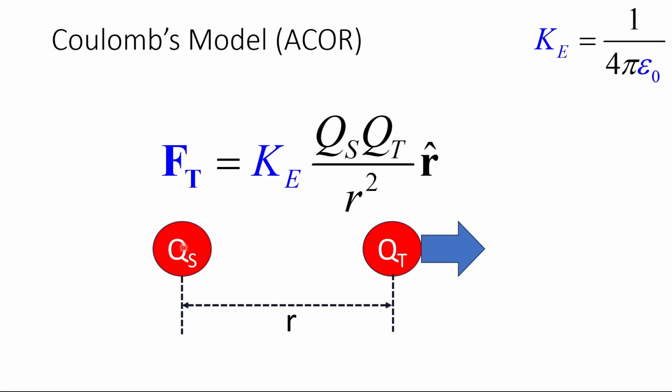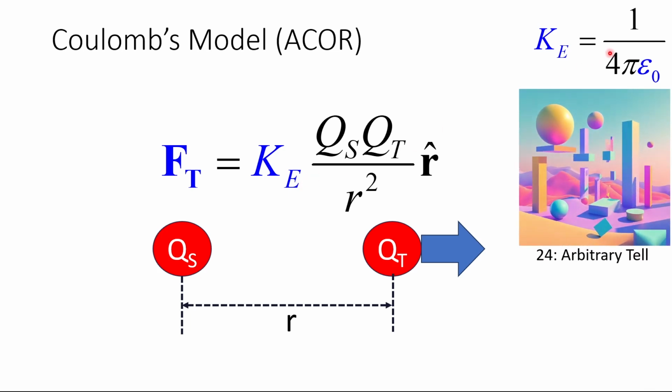It doesn't explain how the source charge couples to the medium of space, how that distortion is propagated through the medium of space, and how that distortion couples to the target charge. All of that information is obscured by the arbitrary constant of relation, which is this guy over here. And that's why this is a violation of the arbitrary tell, because if you could define this from the underlying physics, then you would know what's going on, and you would be able to derive this.